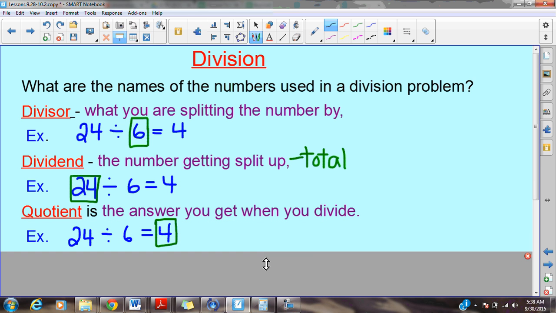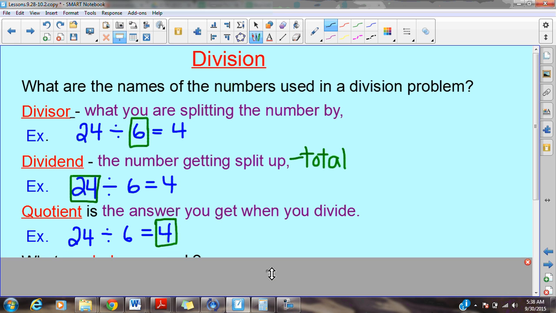Quotient. Quotient is the answer you get when you divide. So no matter which factor it is, because these are still factors when you multiply, the answer is always called the quotient. So even if I went 24 divided by 4 equals 6, 6 would then be the quotient. But in this problem, 4 is the quotient because it's the answer.